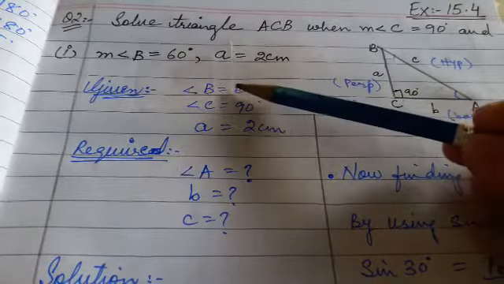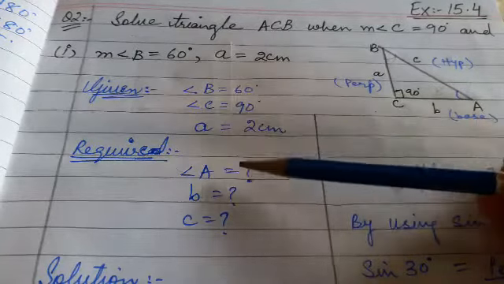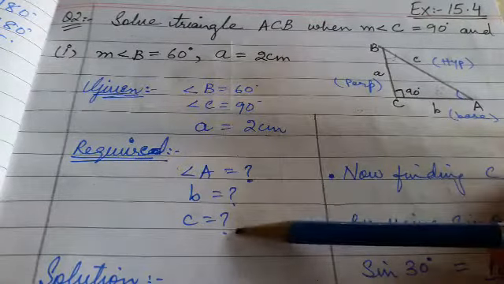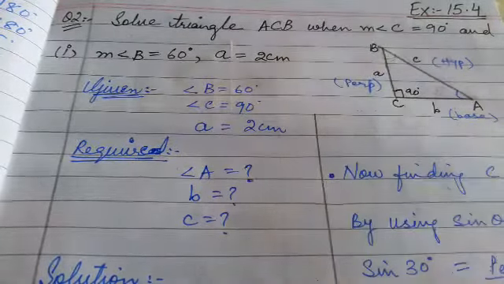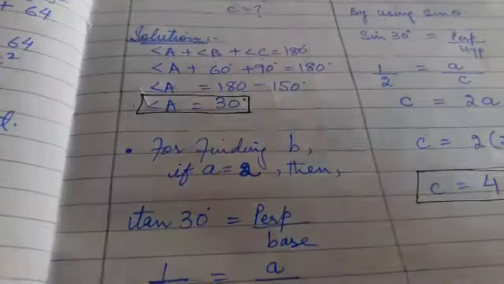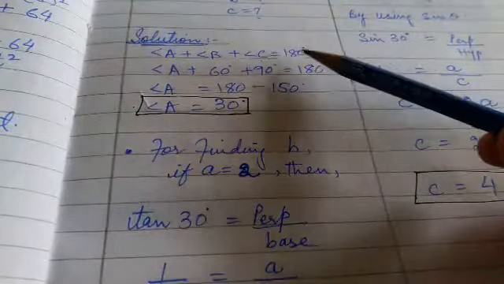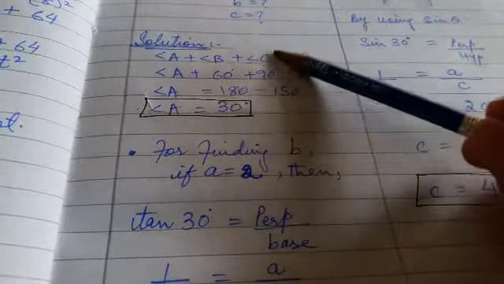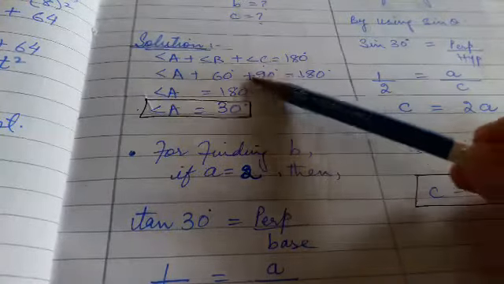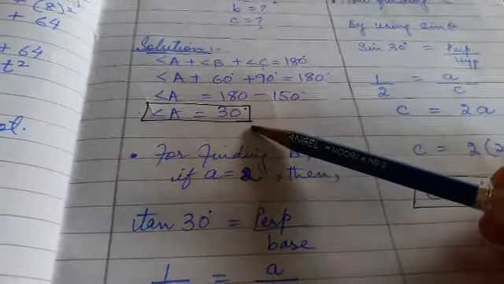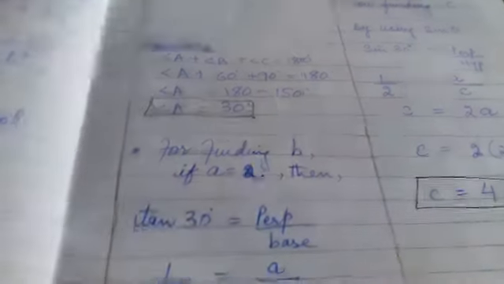Required is, now two angles are already given to you. The third one is left, angle A. One side is given to you, two sides are left, B and C. Okay, now we come to the solution. We already know that angle A plus angle B plus angle C is equal to 180 degrees. The value of angle B is 60, angle C is 90. When you sum up, it will become 150. Shift to the other side. So 180 minus 150 is 30. Angle A is 30. Okay.